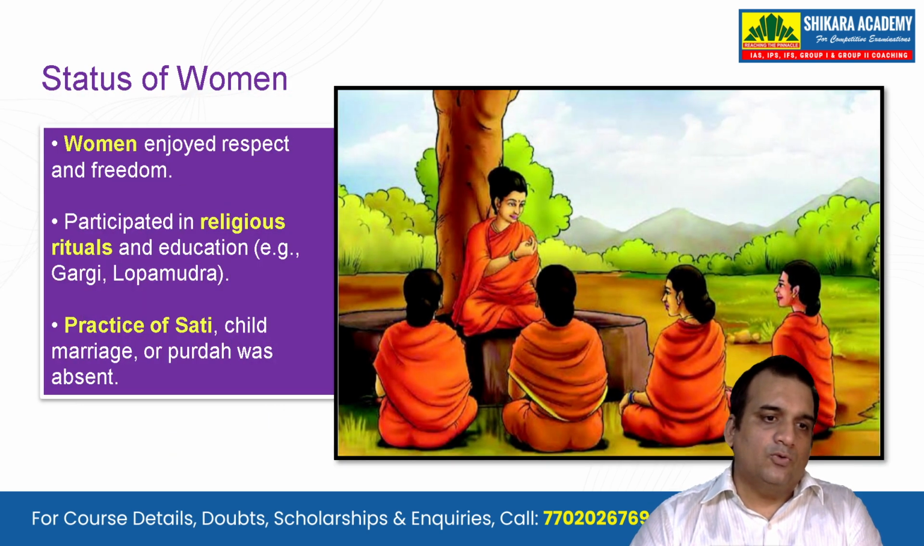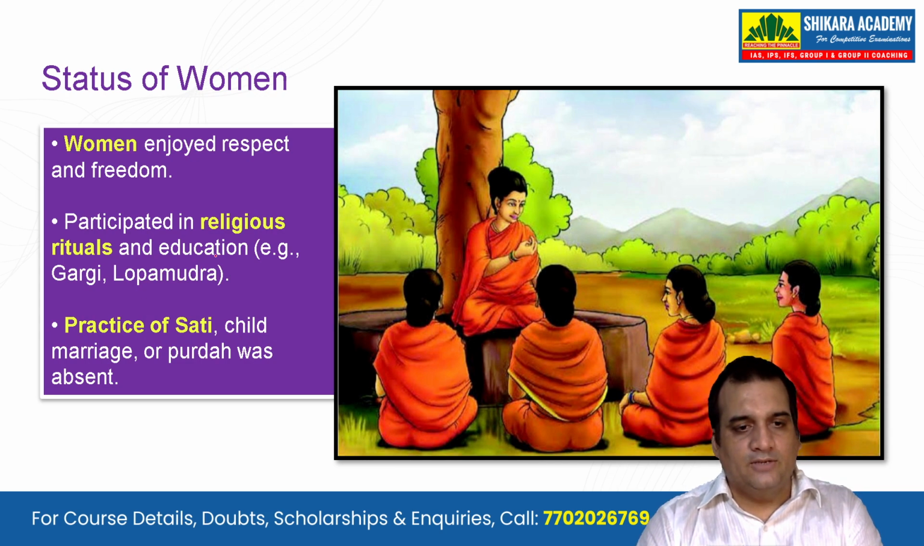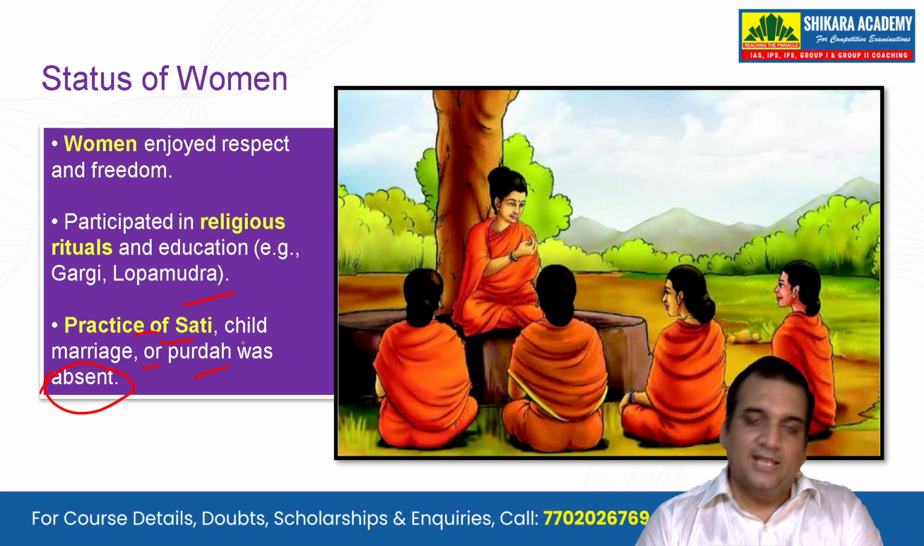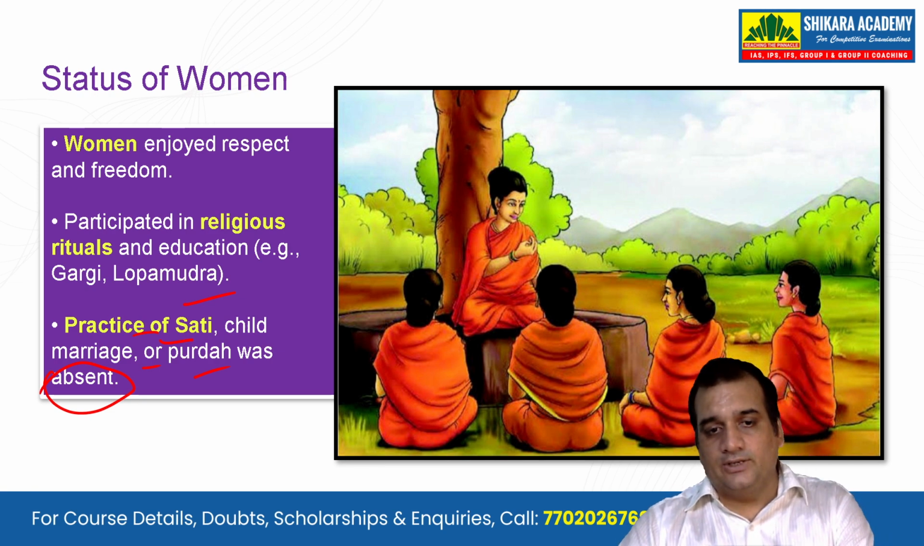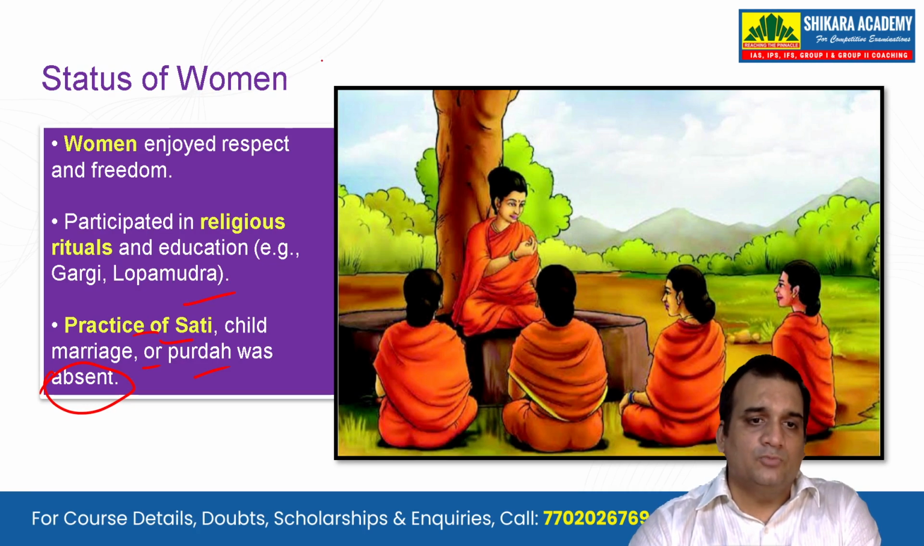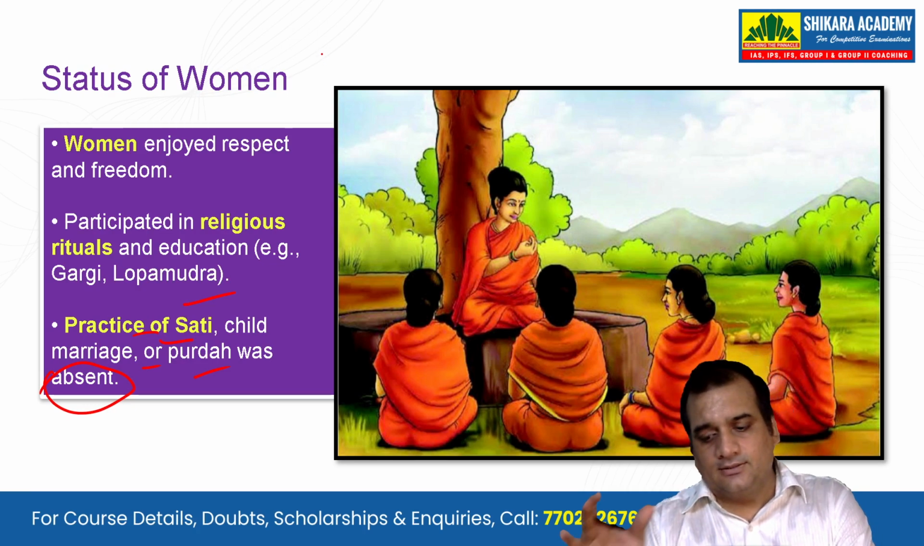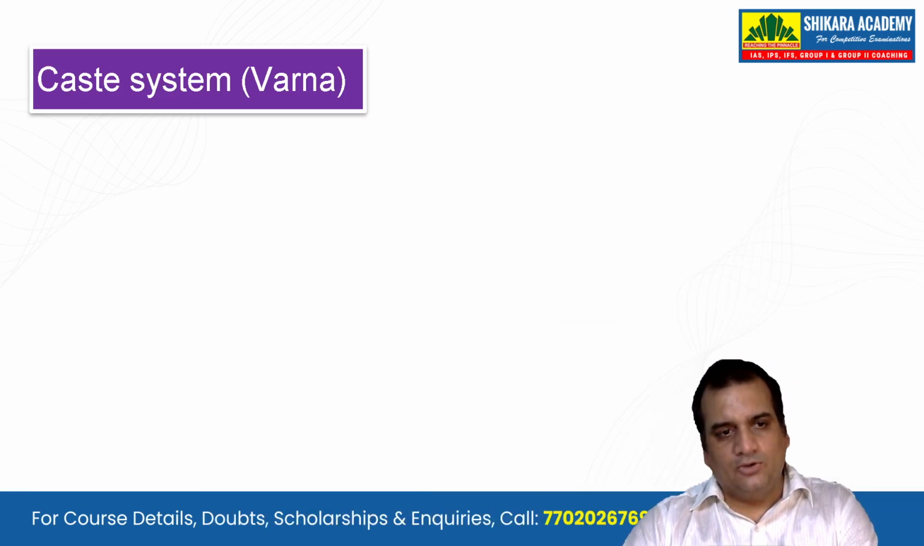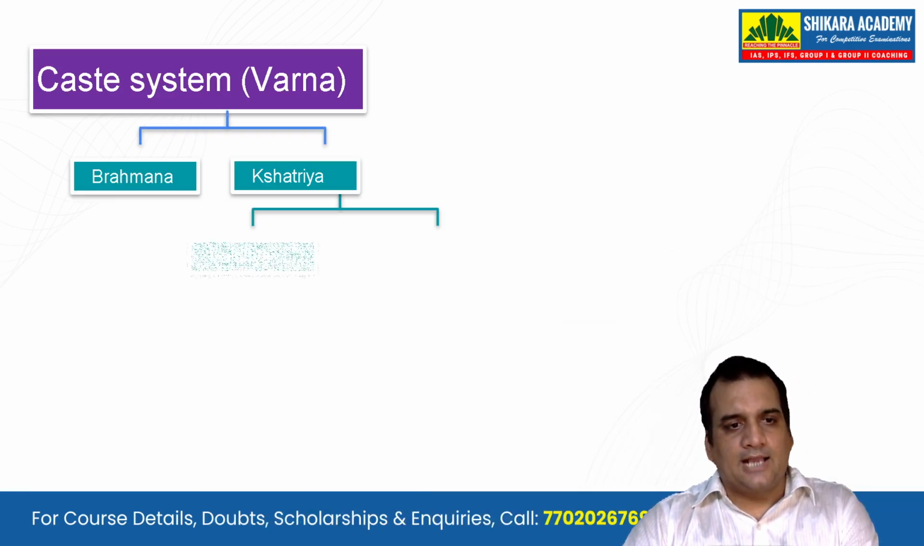Now again, the status of women, we have already seen that it was very good at that time, and they participated in religious as well as educational activities. The practice of sati, child marriage or parda was absent. We don't find the practice of sati, child marriage or parda. Rather, we have seen cases of remarriage. Mostly there was monogamy, that was a single marriage system, but we have also seen some instances of polygamy. Now let's see the caste system of the Varna.